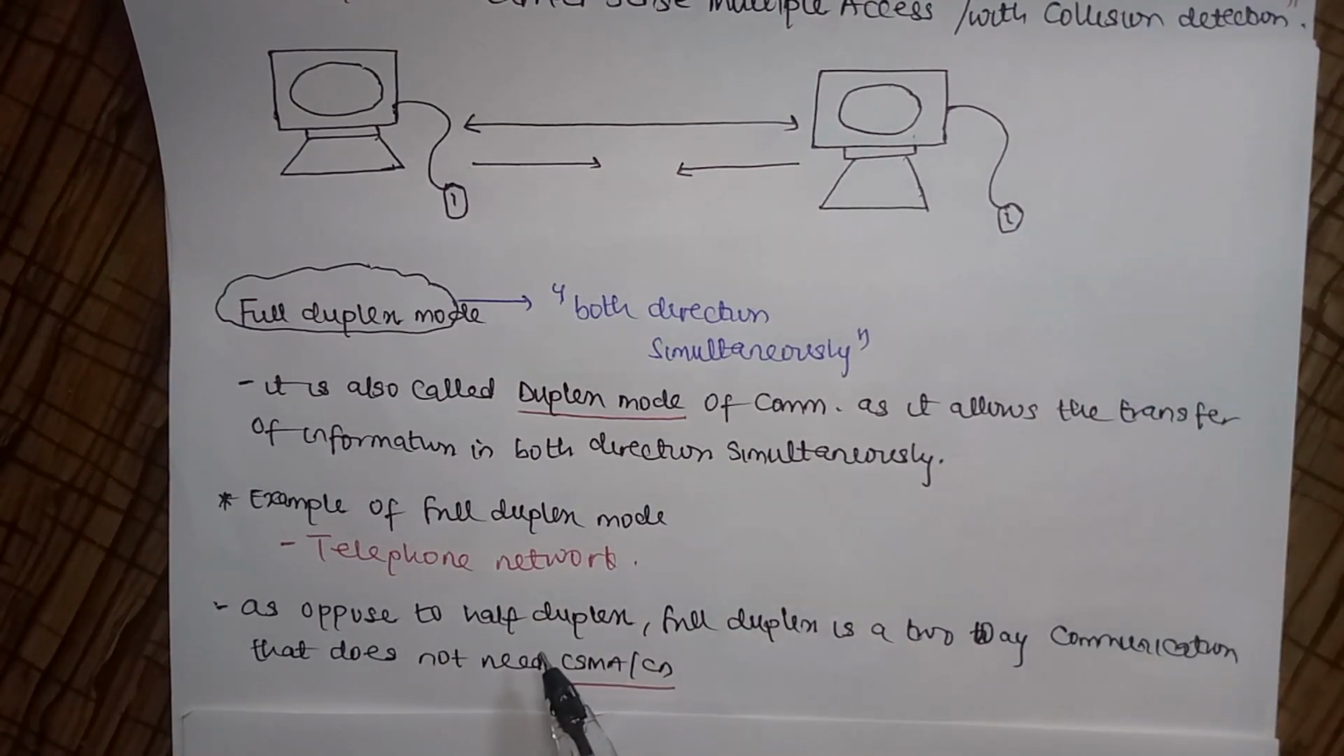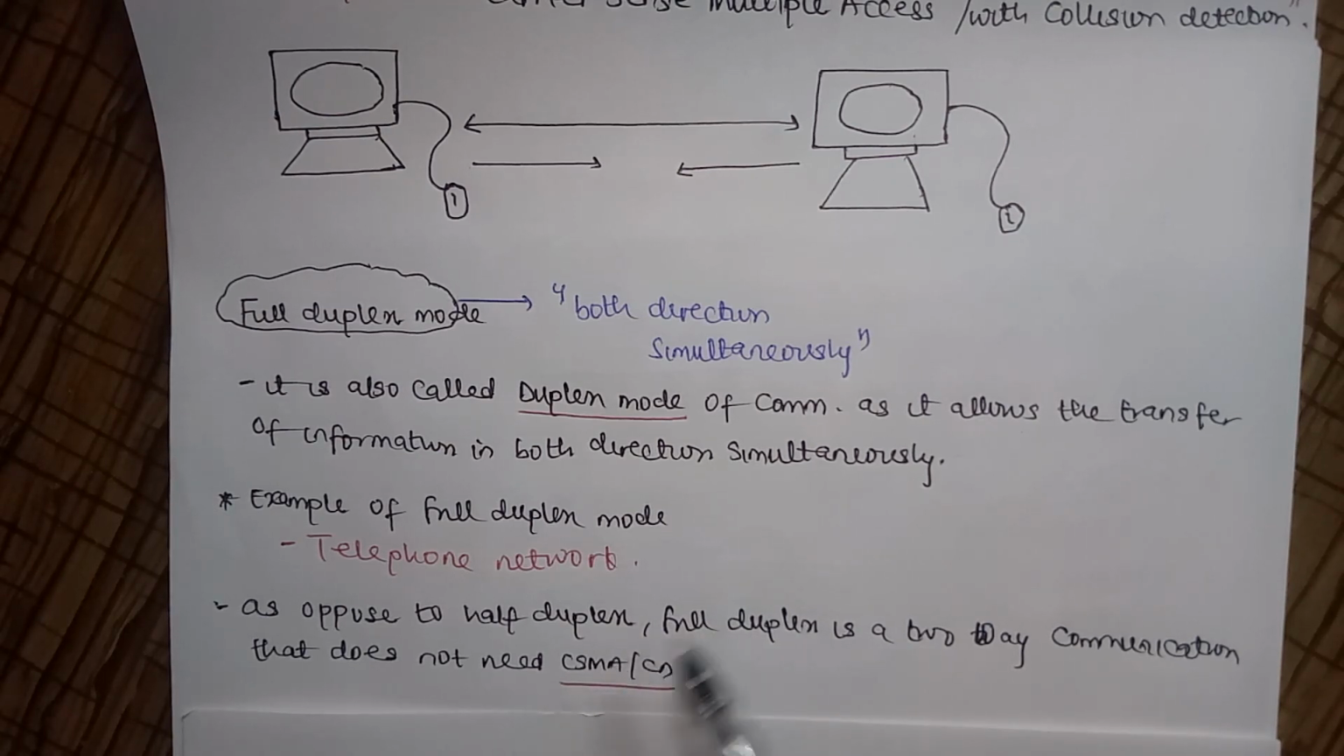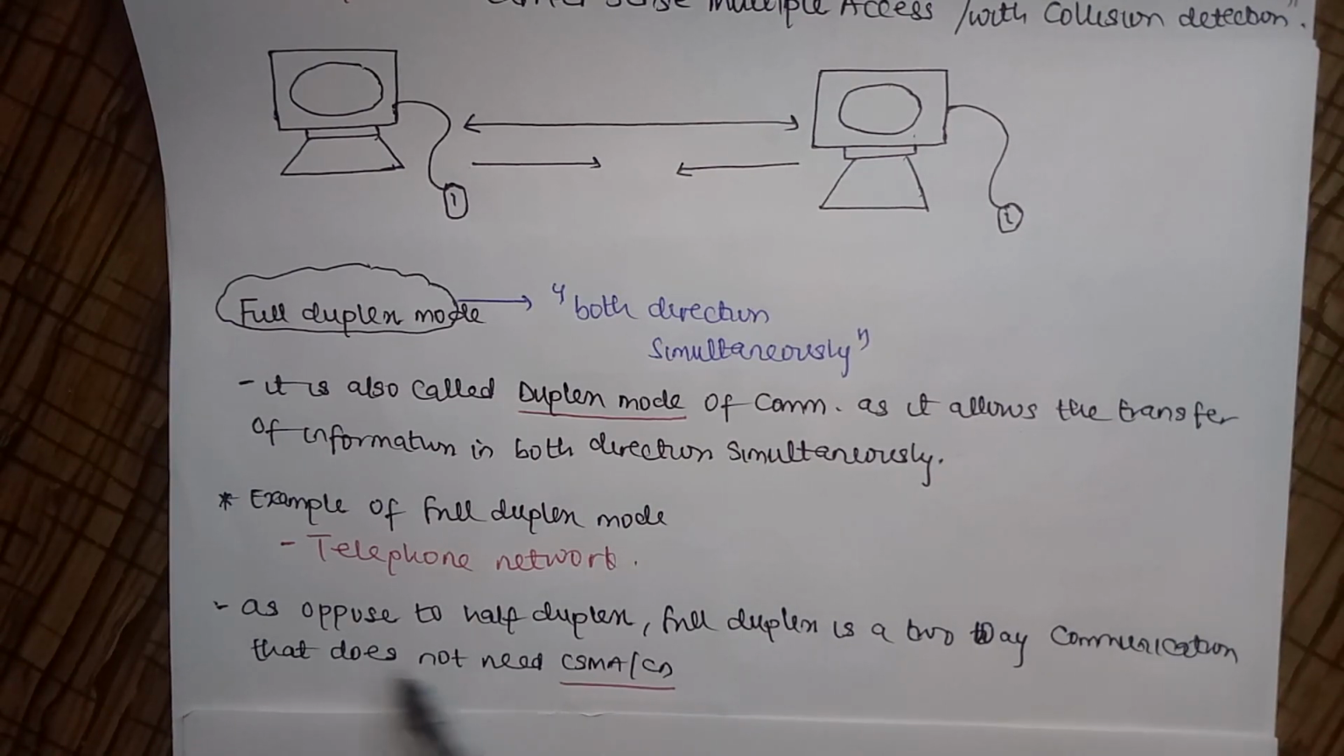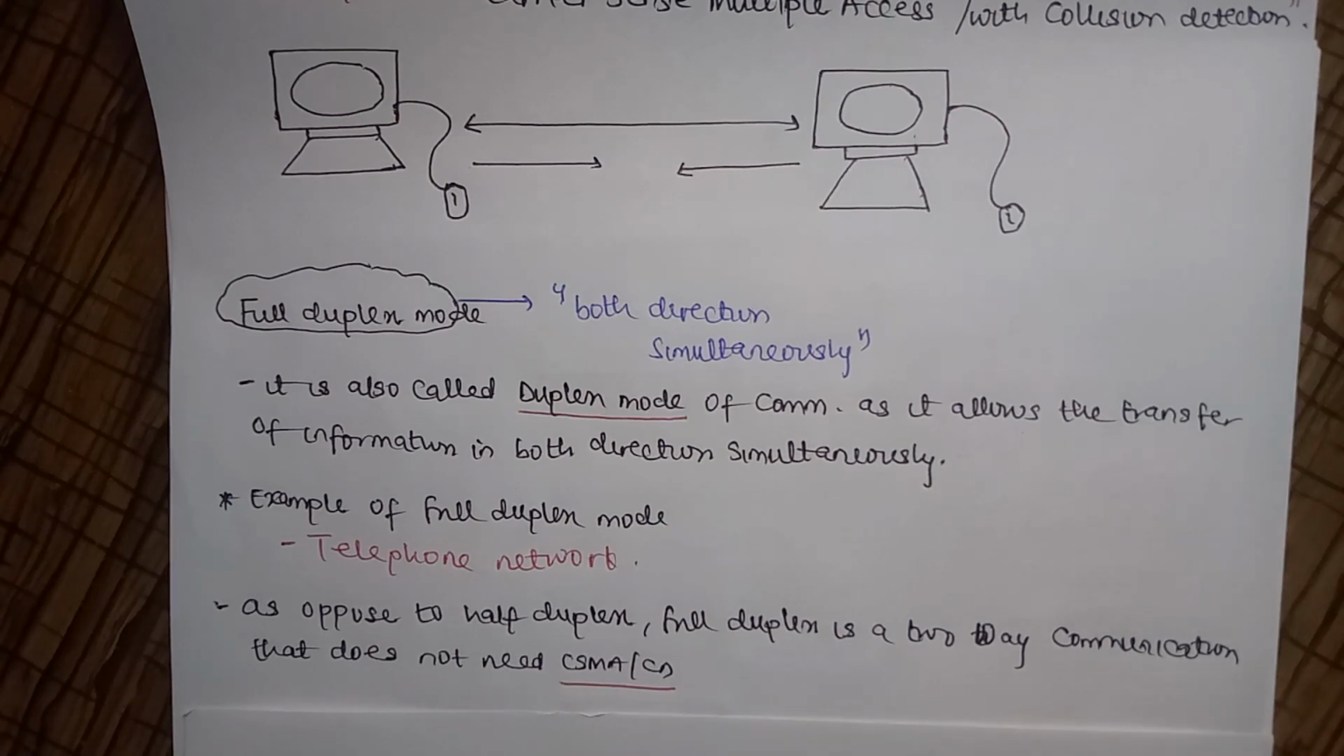An example of that is a telephone. If you're calling your friend, at the same time that you're talking to your friend, you can actually reply. There's no waiting time here. You send information and transmit at the same time, no waiting. That's why this technology is much more used these days. As opposed to half duplex, full duplex is a two-way communication that does not need CSMA. It doesn't need collision detection.